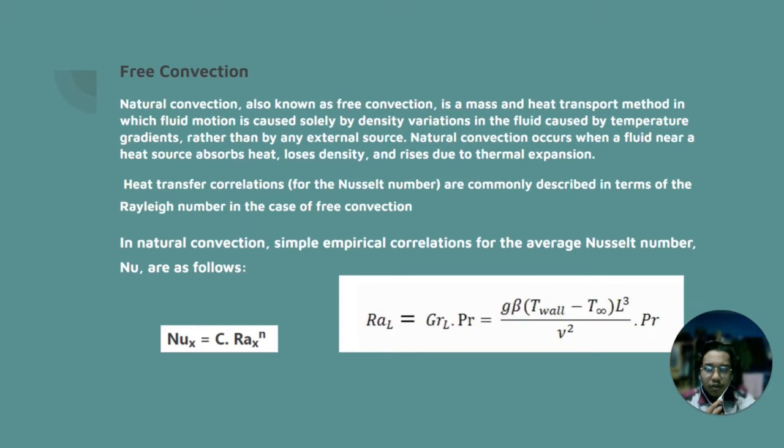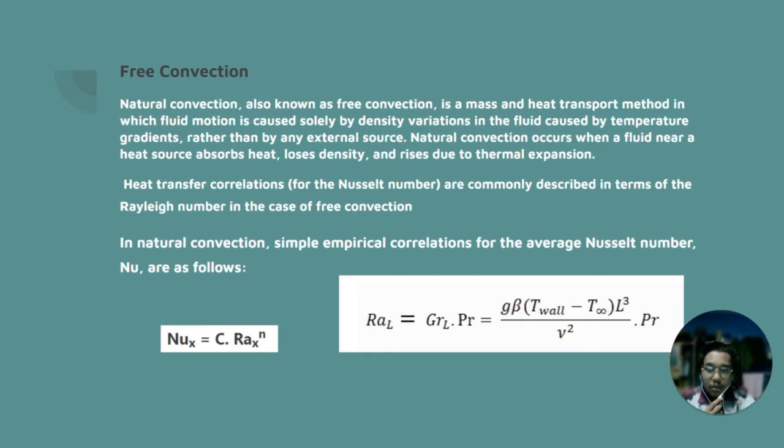For free convection, natural convection, also known as free convection, is a mass and heat transport method in which fluid motion is caused solely by density variation in the fluid caused by temperature gradient, rather than by any external source. Natural convection occurs when a fluid near a heat source absorbs heat, loses density, and rises due to thermal expansion. Heat transfer correlation from the Nusselt number is commonly described in terms of the Rayleigh number in the case of free convection.